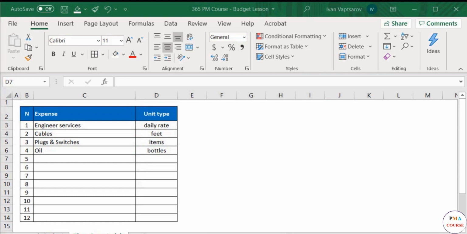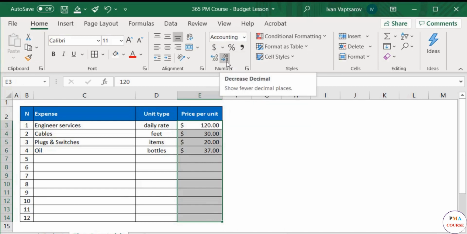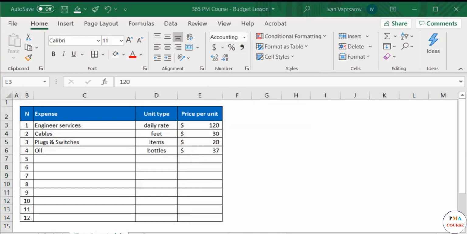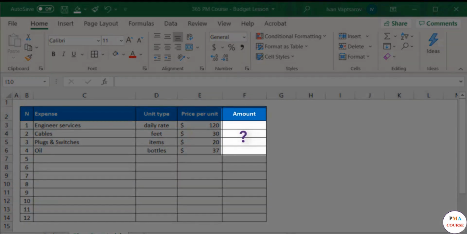Okay. The other thing we know is the price per unit for each of these expenses. It will be included in the next column, price per unit. We will add the prices and format it as dollars. Okay. What should the next one be? That's right, the number by which we need to multiply the prices. The amount of hours, length of cables that will be used, number of plugs and switches and liters of oil. But how to determine those in advance?